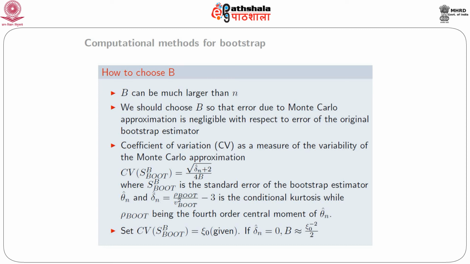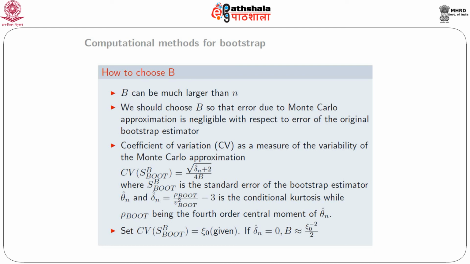Now, Efron considered the CV as a measure of variability of the Monte Carlo approximation using a fixed B. Now, the Monte Carlo approximation to the bootstrap standard error for an estimated theta hat n is S boot B, where this capital B stands for the fact that S boot is based on these capital B observations, and it is equal to the square root of the variance of the bootstrap.